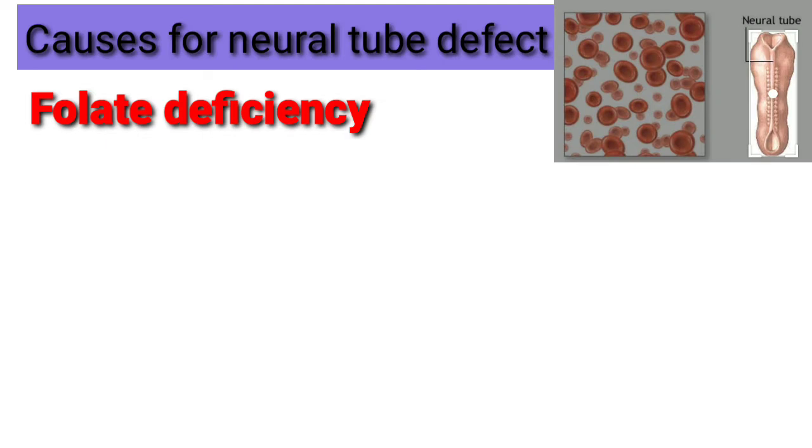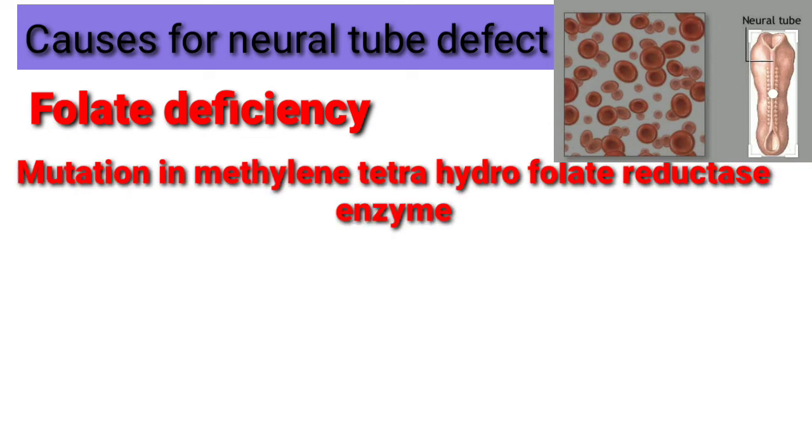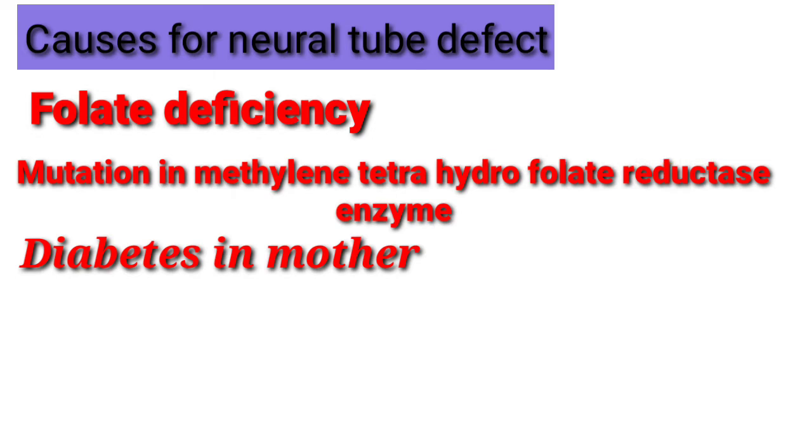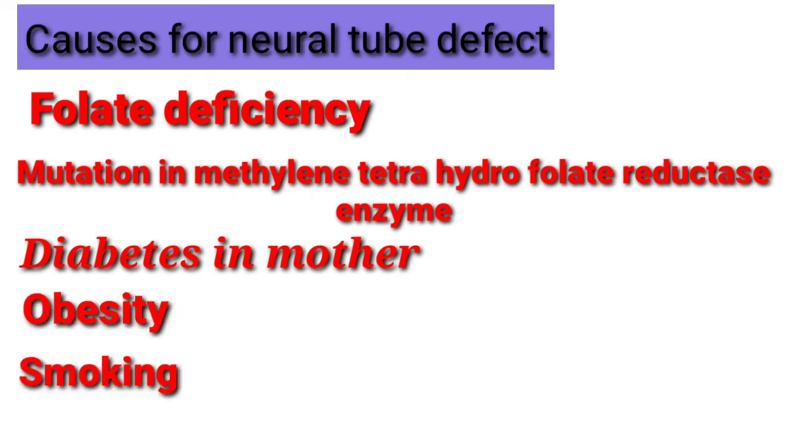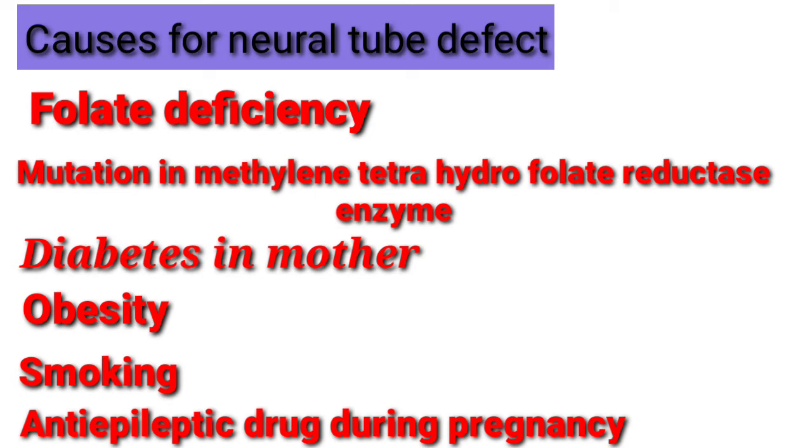The commonest cause of neural tube defect is folic acid deficiency. Folate is essential for DNA and RNA synthesis, cell division and myelination. Genetic mutation causing methylenetetrahydrofolate reductase deficiency leads to neural tube defect. Other common causes are diabetes in the mother, obesity and smoking. Intake of anti-epileptic drugs is another reason for neural tube defect.